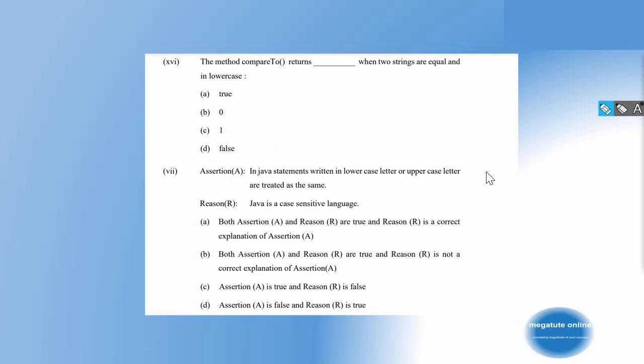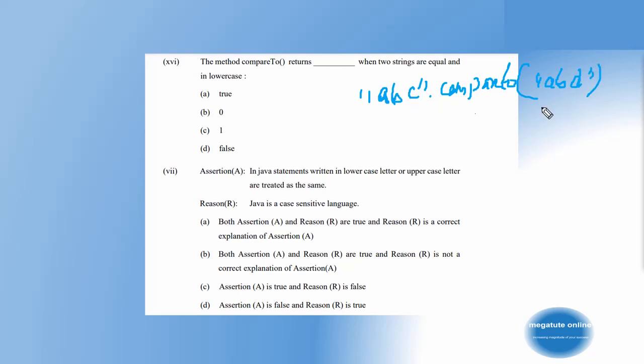Next one: the method compareTo returns what when two strings are equal? Let's just discuss the compareTo function in short. Suppose I have a word ABC. Let me write properly: ABC dot compareTo, and I'm comparing it with ABD. All right, so how does it work?